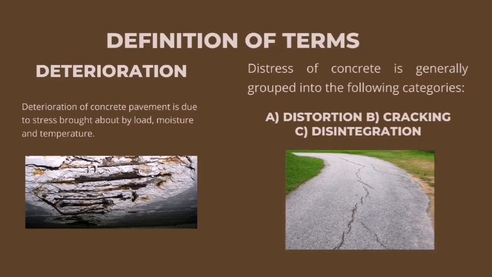So, definition of terms. Deterioration. Deterioration of concrete pavement is due to stress brought by load, moisture, and temperature. The stress of concrete is generally grouped into the following categories: A. Distortion, B. Cracking, and C. Disintegration.